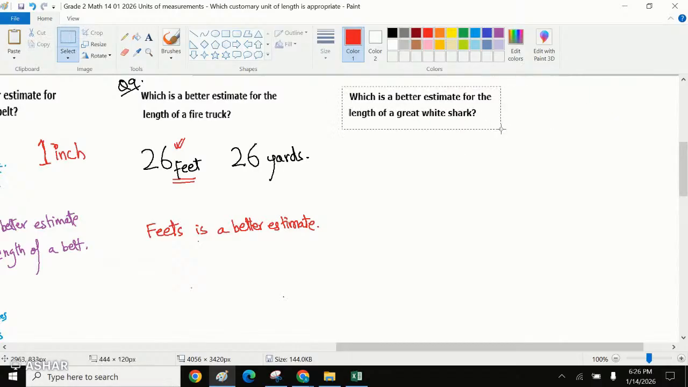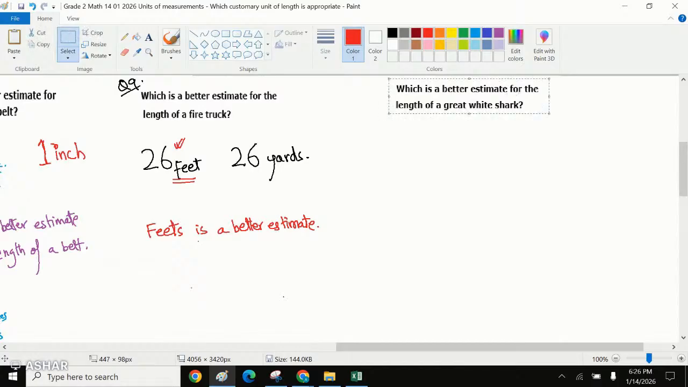So in the next question, question number 10, they say, and I will just try to find the values, 16 feet compared to 16 inches. So, which should be a better estimate for the length of a great white shark?